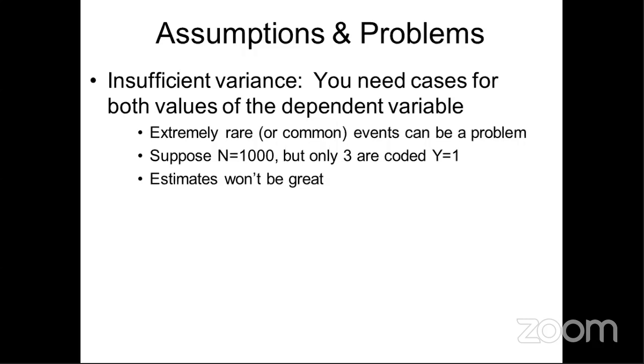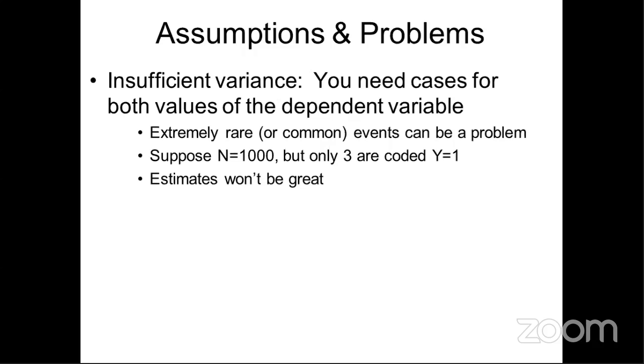One of the important points, in the case of either a quantitative or a qualitative dependent variable, is that there should be sufficient variance in your dependent variable. If there is no sufficient variation in your dependent variable, your results are not robust, your results are not valid. For example, extremely rare events can be a problem. Suppose out of 1000 observations you have, only 3 are coded as 1 and 997 are coded as 0, then the estimates won't be great. That means they are not reliable, they are not believable.